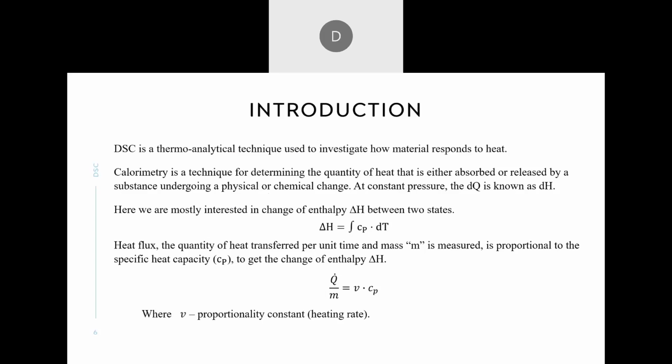So to find out del H, we need to find out the value of Cp, which is a function of temperature. Here we will be using the quantity of heat per unit time to find out the value of Cp from the expression Q dot by m is equal to V times Cp, where V is a proportionality constant, which is nothing but the heating rate.